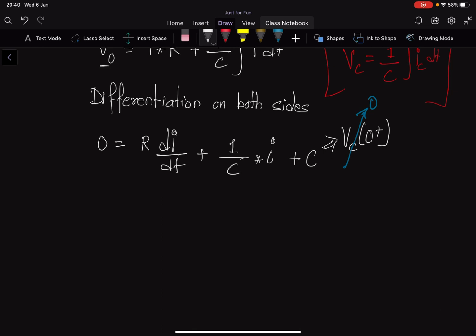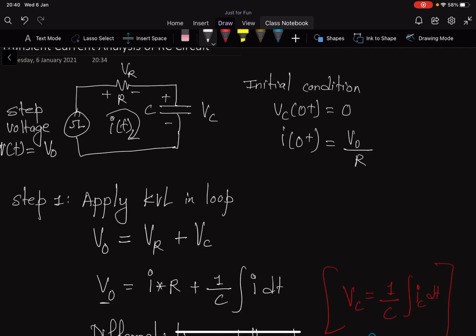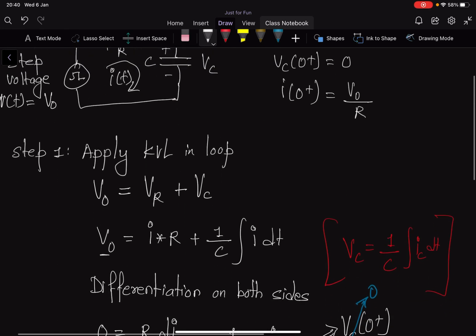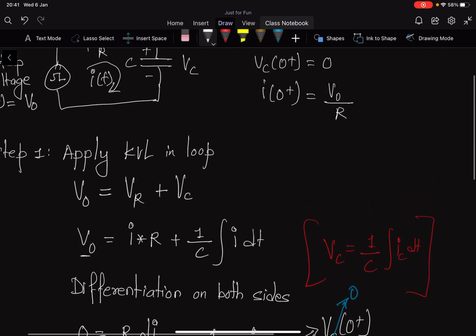So what are we going to get next? We get 0 equals R di by dt plus 1 over C times I. Do not get confused, because sometimes I represent I as i(t) and sometimes simply as I, but I and i(t) are the same. I'm going to write here as a note: remember, i(t) and I are the same in the expression.